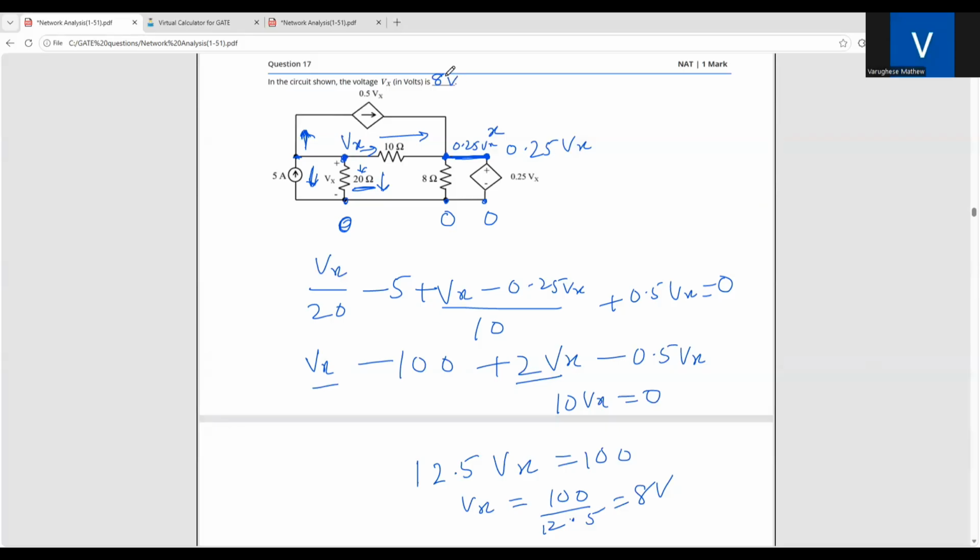Now do it using mesh analysis. Can you use mesh analysis? Sir, using mesh analysis, we need a voltage. Let us assume.